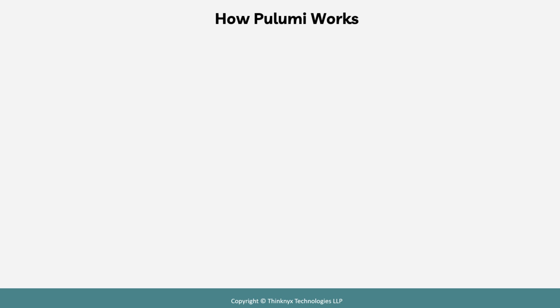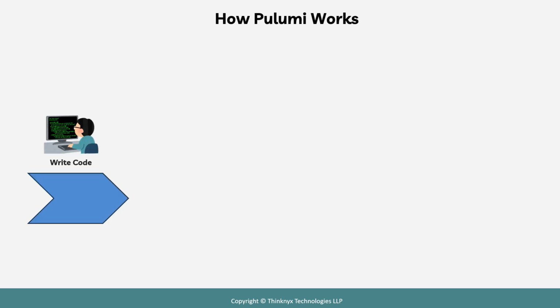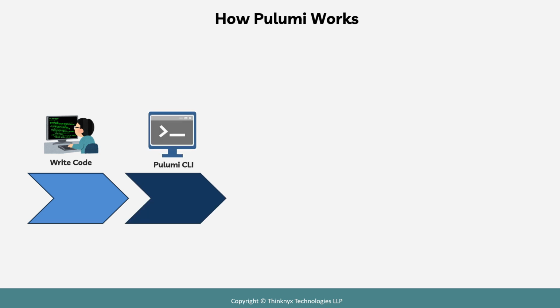Now, let's take a closer look at how Pulumi works. Write code. You define your desired infrastructure in a programming language of your choice. This code can include any logic you need to create, configure, and manage resources. Pulumi CLI. You can use the Pulumi command line interface to interact with your infrastructure code. The CLI handles tasks like installing dependencies, deploying resources, and managing state.